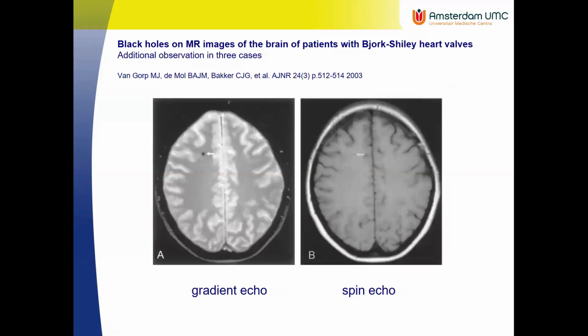Here's another example, which is a bit of an exotic example, I should say. There was a cohort of patients scanned in Holland. The reference is there. But the group of patients showed these black spots on gradient echo images, whereas on spin echo images they were not seen, which suggests again the presence of metal.